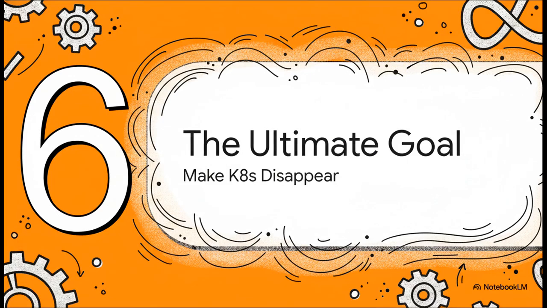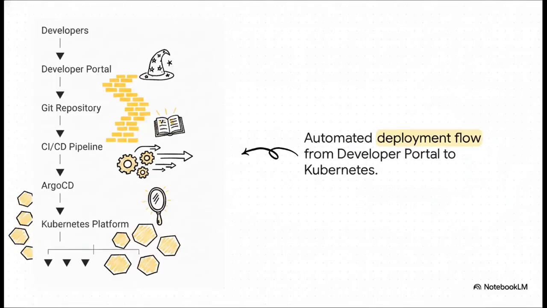Section 6. Make Kubernetes disappear. Okay, we've talked about a lot of complex tooling, but the ultimate purpose behind all this machinery is actually incredibly counterintuitive. It creates this amazing Wizard of Oz effect. Just look at this automated flow. A developer simply logs into the developer portal and clicks a button to create a service. That's literally it. From there, the platform automatically generates the plain text, pushes it to the Git repository, triggers the CI/CD pipeline, and then Argo CD syncs it straight down to the Kubernetes platform.